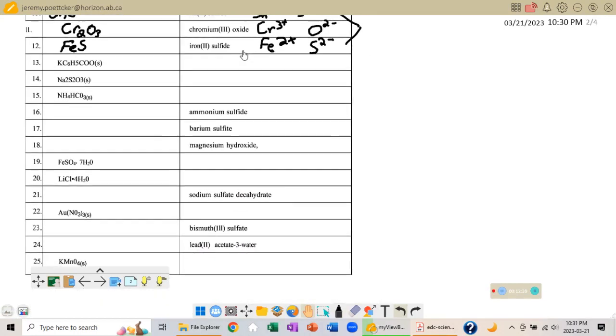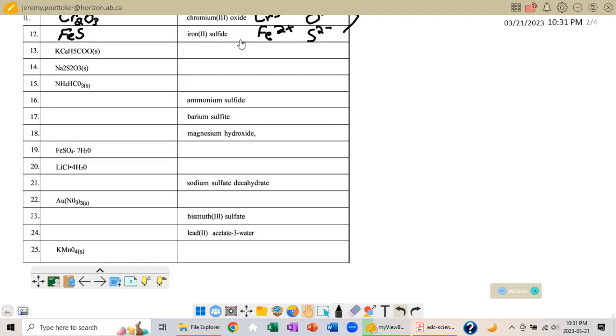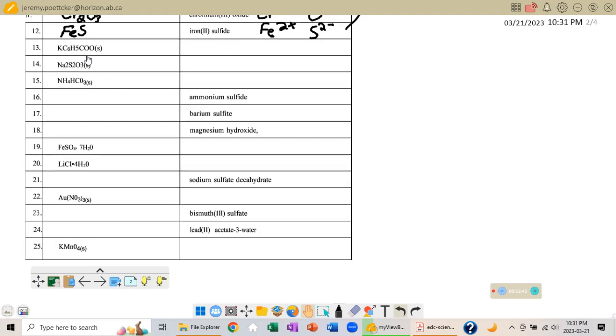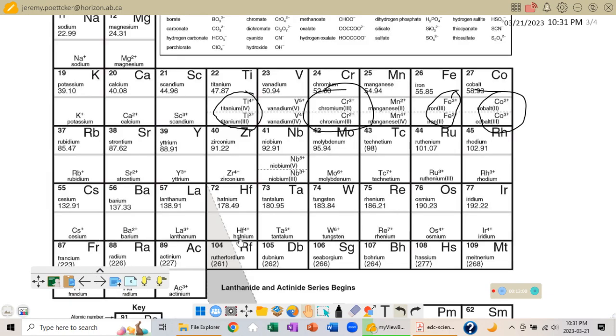Moving on to number 13 through 25 here. So number 13, I have potassium, and then I look at this and go, yikes, C6H5COO. I should hopefully see that that is a polyatomic ion, and so I got to find C6H5COO.